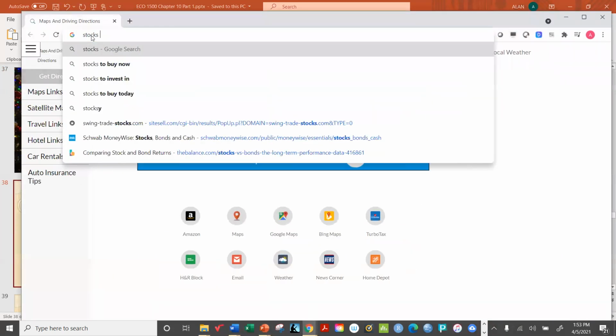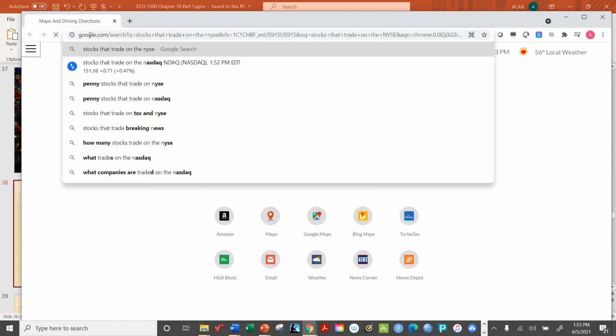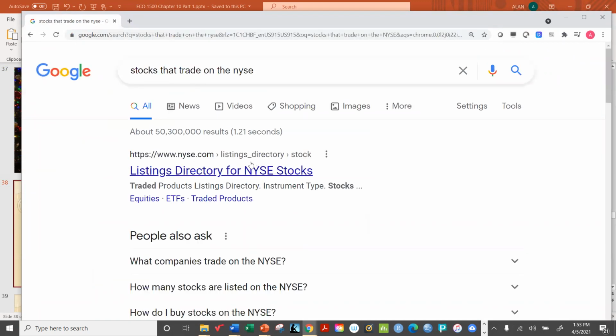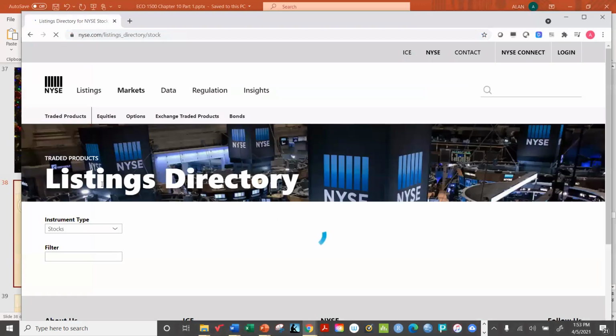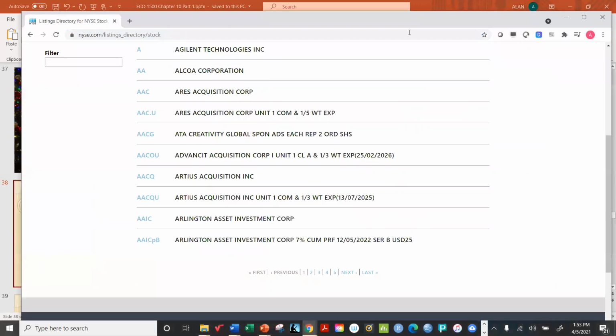Let's see, let's get a quick list going here. Stocks that trade on the New York Stock Exchange would include a lot of the most important ones that you know very well. For example, well, there's a lot of small ones too.